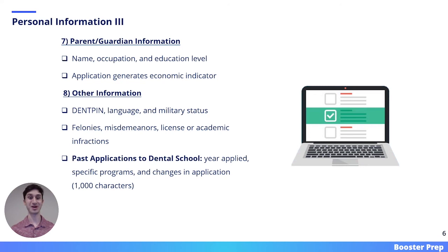Next, there is a section on past applications to dental school. You will list the year that you applied, the specific programs you applied to, and you have 1,000 characters to talk about any changes in your application. And finally, there is the manual dexterity prompt. This prompt is limited to 500 characters and it's your chance to basically describe how you've developed manual dexterity. It's pretty open ended, and common skills that people will talk about are instruments such as playing the piano and creative outlets like drawing or painting.